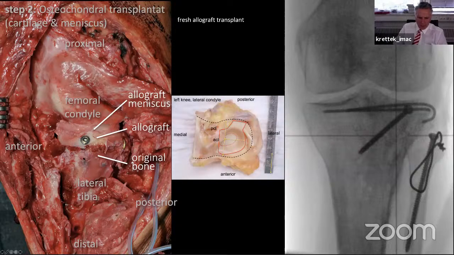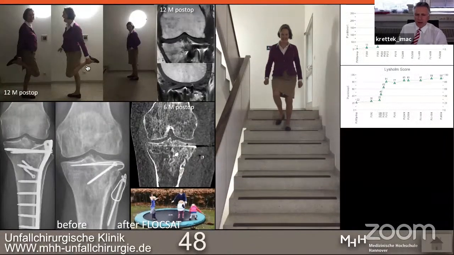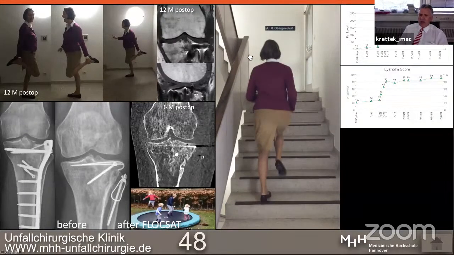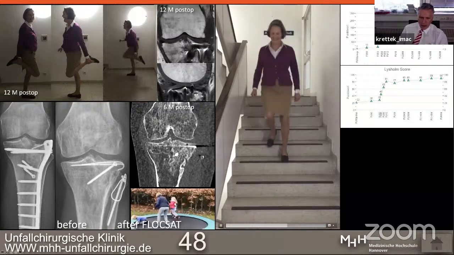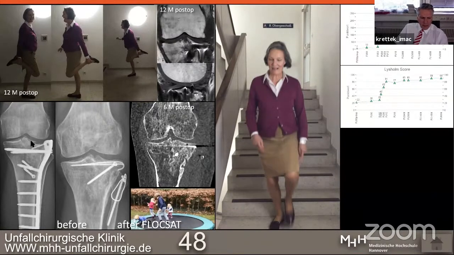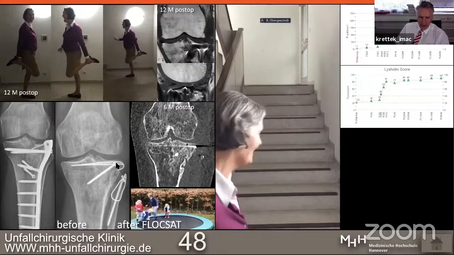So she got a chip, which is fixed with 1 screw and 2 titanium K-bars. This is the border between the graft and the host, and there is a lot of inherent stability, so you don't need much more fixation other than the screw and the K-bar. This is her 12 months after trauma, with a good increase of her functionality. And look at her, how she is running up and down the staircase. Look at the X-rays before with the large defect and after the transplant.